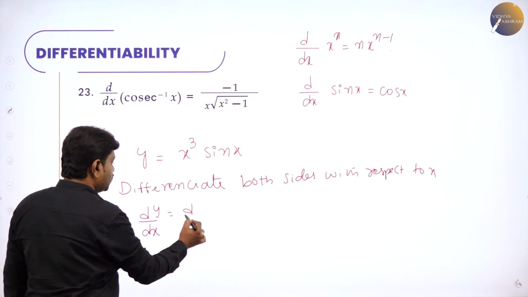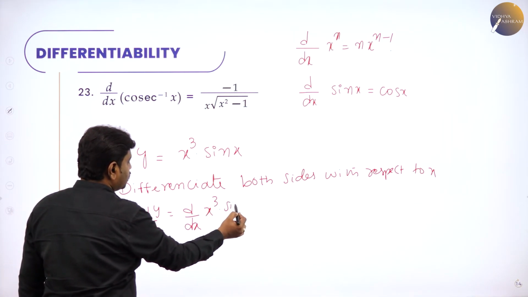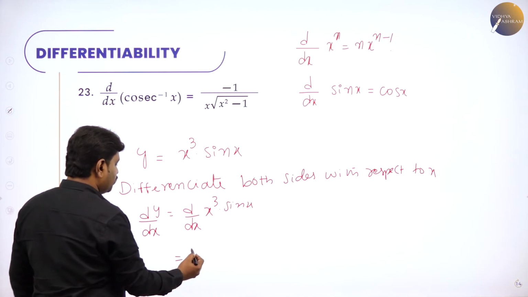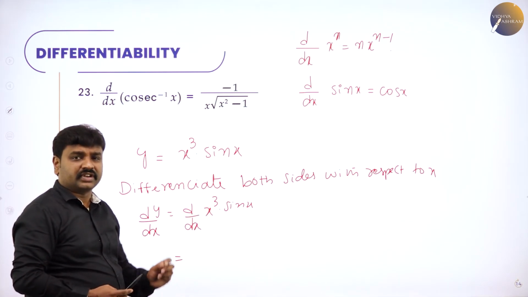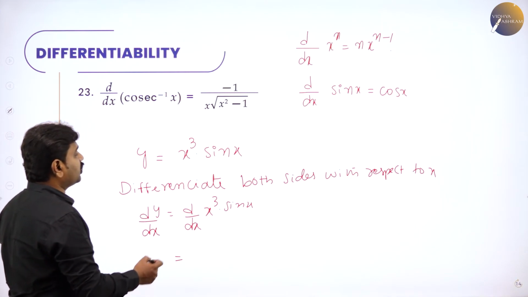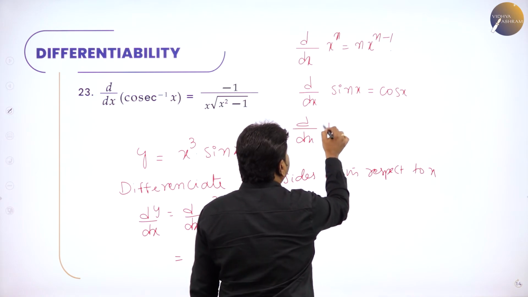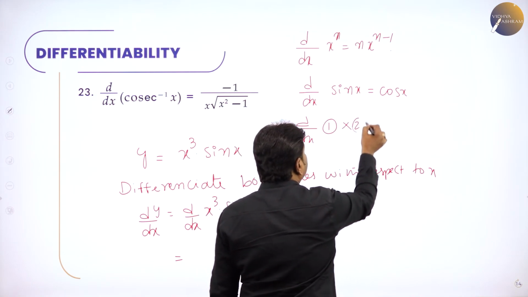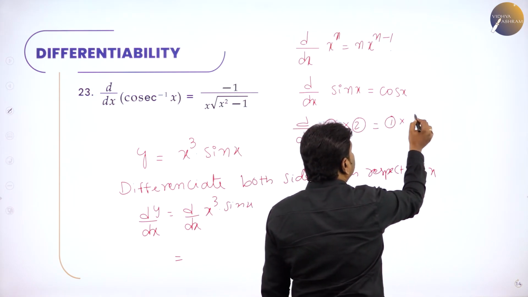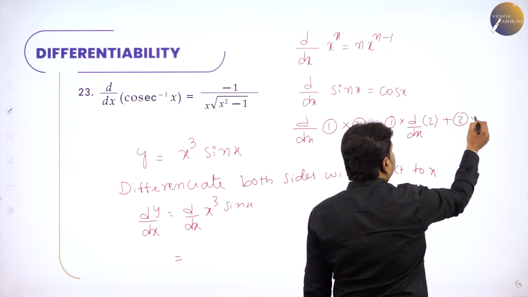RHS becomes d by dx of x cube sin x. Now x cube into sin x is a product of two functions. Whenever we have a product of two functions, use what rule? Product rule. What is product rule? D by dx of first function into second function is first into derivative of second plus second into derivative of first.